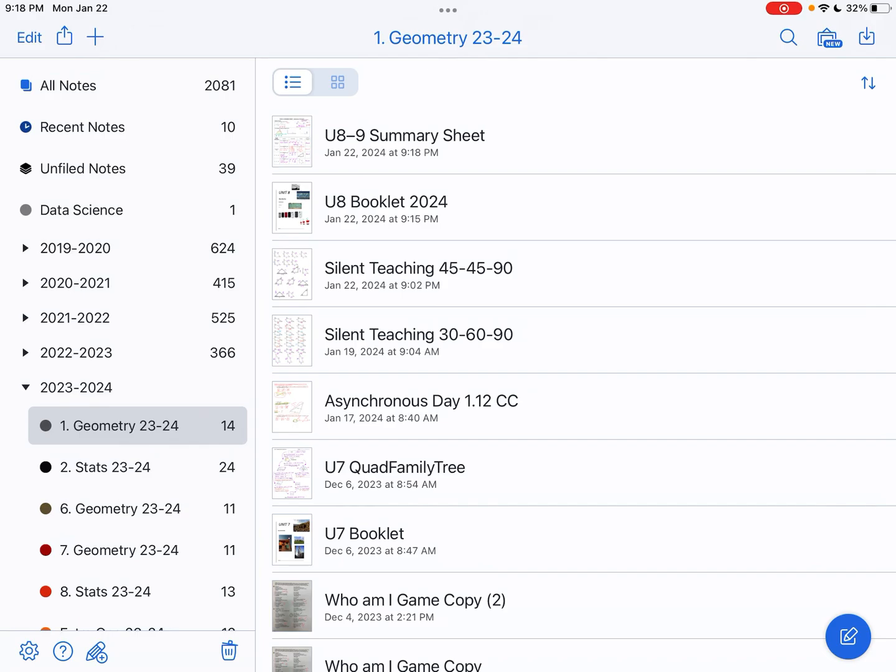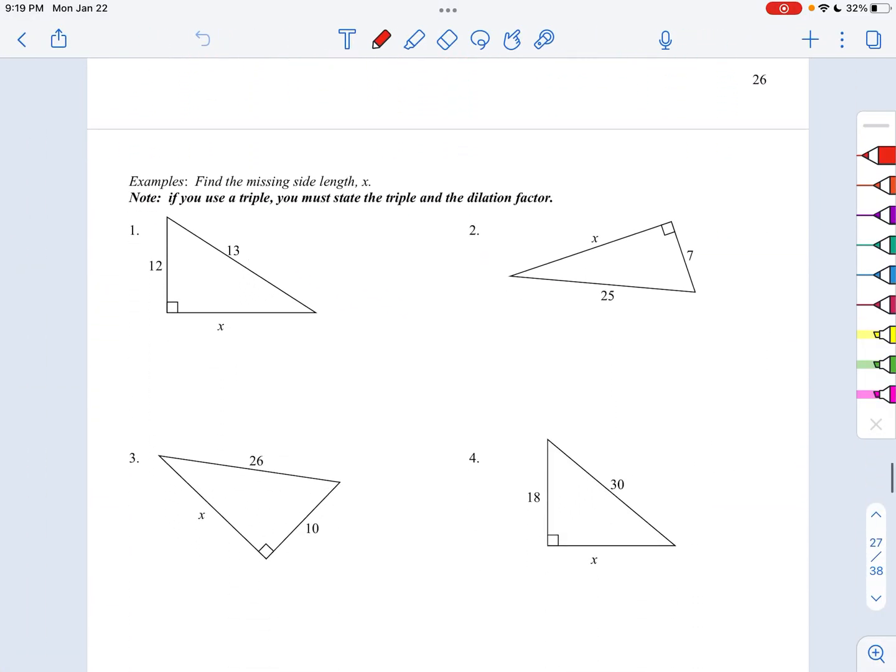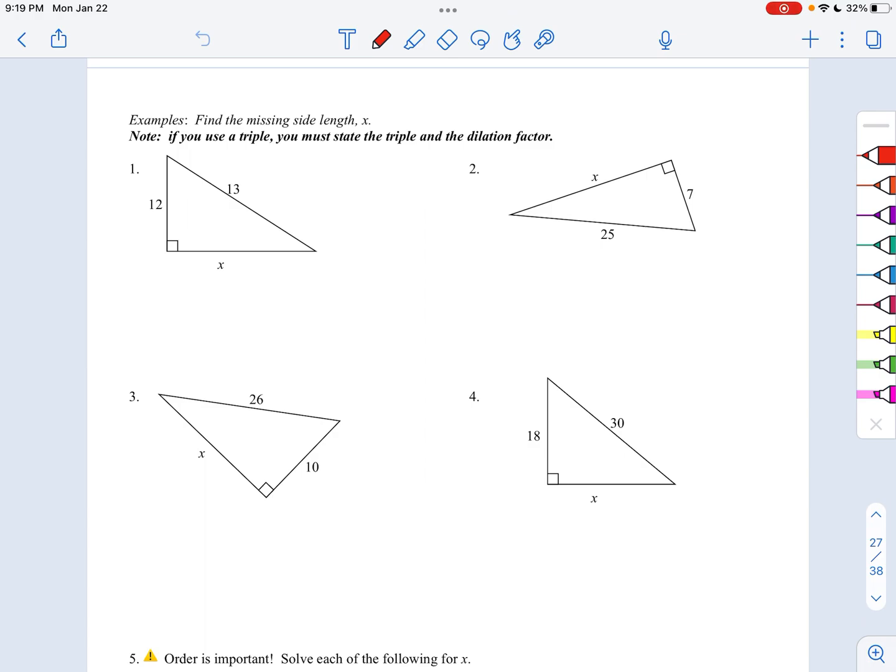Okay, so let's take a very quick look at how we could use this in our booklet. So on to page 27. Here's a quick page. This is a good kind of practice. So this is something that you're going to kind of memorize or make flashcards for, but then you're going to use it. So I know that there is a triple 5, 12, 13. So the triple is 5, 12, 13. I did not have a dilation factor, so that's the end. I just know that that's side 5.